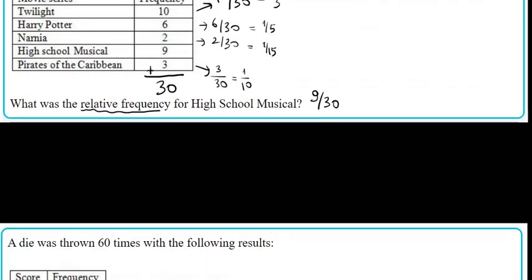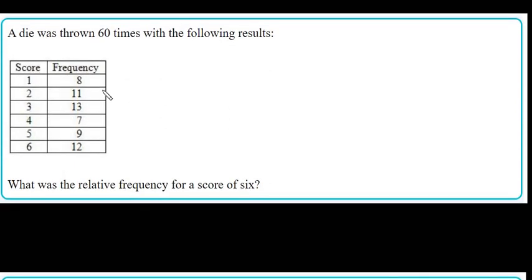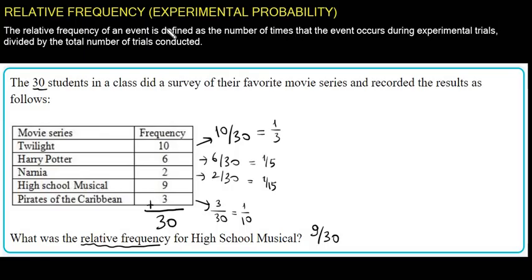Next example. A die was thrown 60 times with the following results. Now, in this case, we have an experiment. In relative frequency, we have an experiment, so it is also called experimental probability.